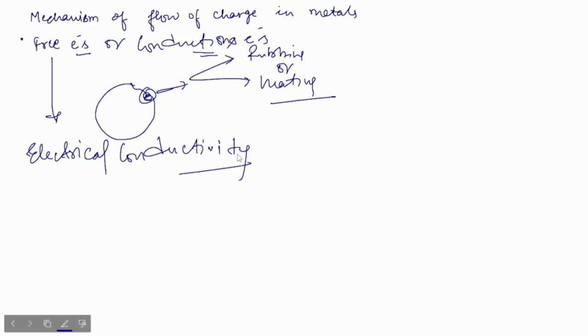Basically, due to the movement of these free electrons, or conduction electrons, the electrical conductivity of a solid depends on the number of free electrons in it. The greater the free electron density, the greater the conductivity. Means if n, the free electron density, is higher, then the electrical conductivity will also be higher.